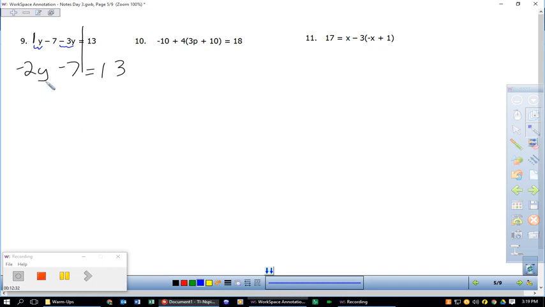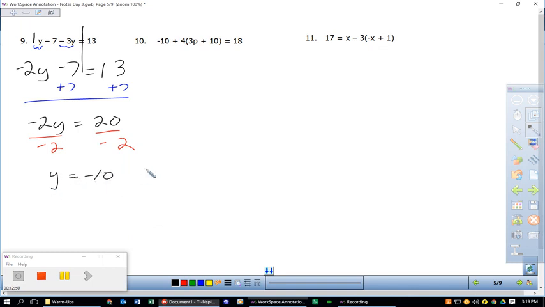Add 7 to both sides. It gives us negative 2y equals 20. Dividing by negative 2, y equals negative 10. And again, please check that.